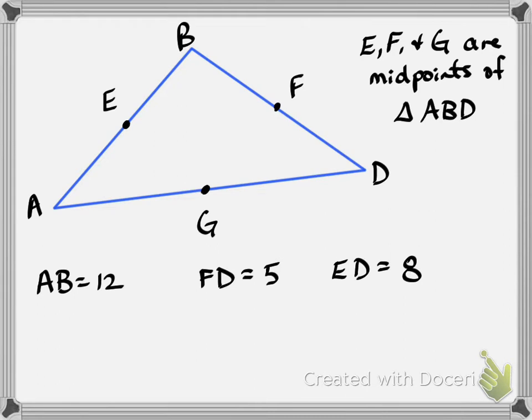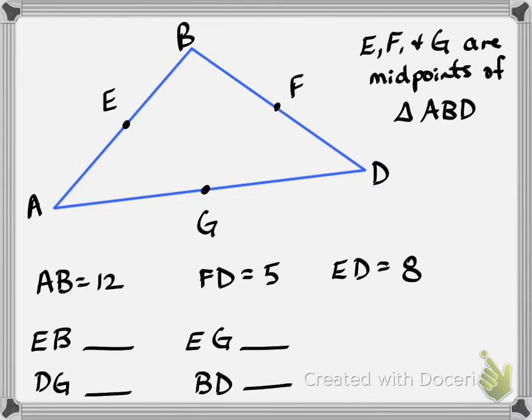We're going to see what all we can find. Let's see if we can find EB. See if we can find DG. See if we can find EG. BD. A few more. EF. And AD. That should be good. Okay, so let's see if we can find all these lengths.